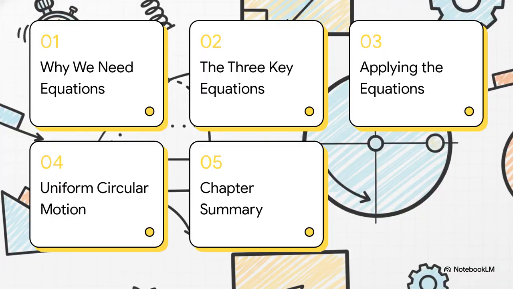So, here's our plan for today. First, we'll quickly touch upon why we need equations in the first place. Then, we'll get to the heart of our lesson, the three key equations of motion. After we understand them, we'll see how to apply them to solve problems. Then, we will explore a very interesting topic called uniform circular motion. And finally, we'll wrap it all up with a quick summary of everything we've learned.